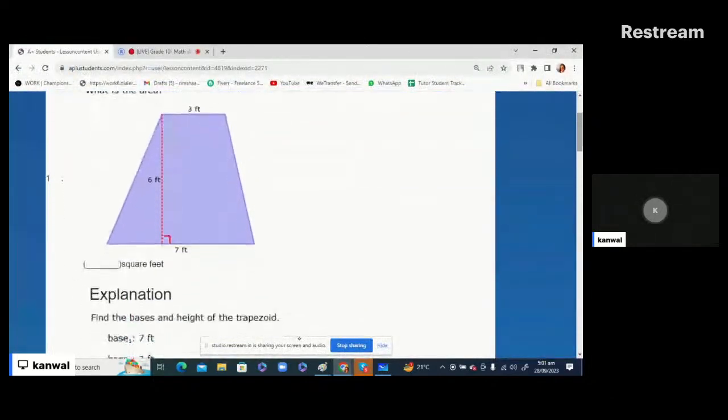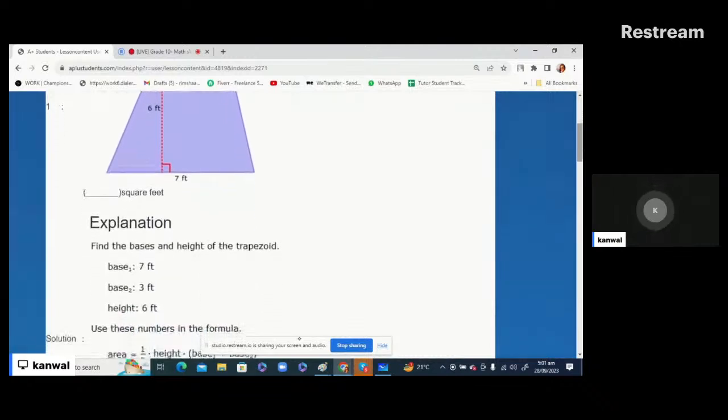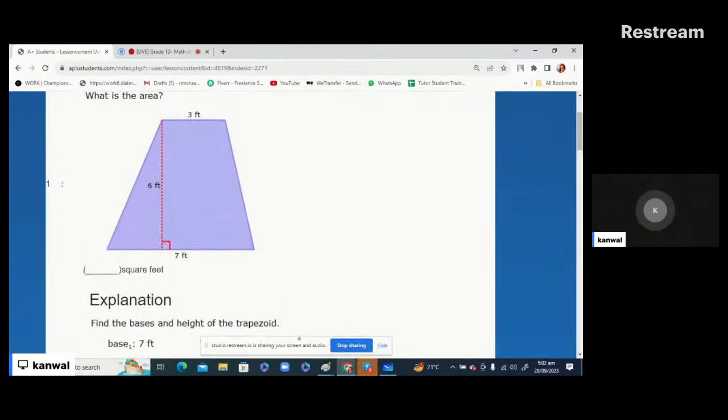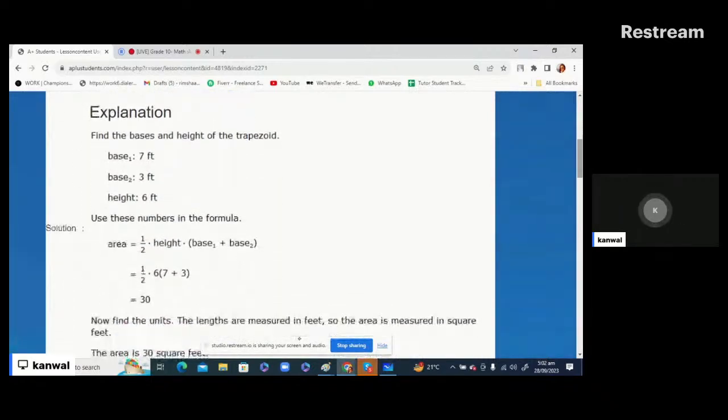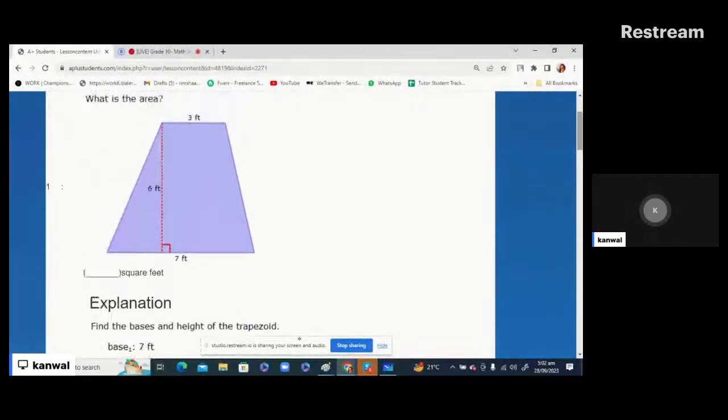For example, here is the shape of a trapezoid. We need to find the area in square feet. First of all, we check the height and what the bases are. Look here, these two along the x-axis are the two bases. The first base is 3 and the second base is 7, 3 feet and 7 feet.